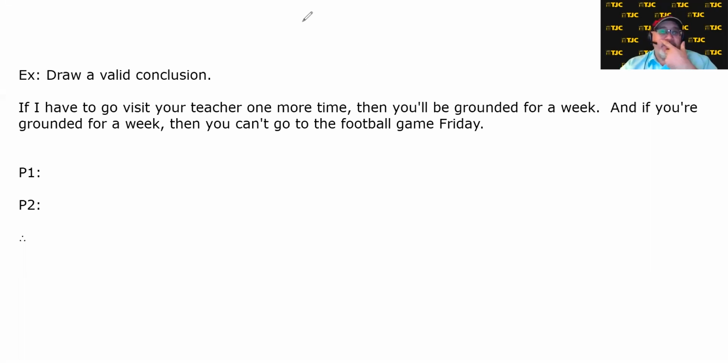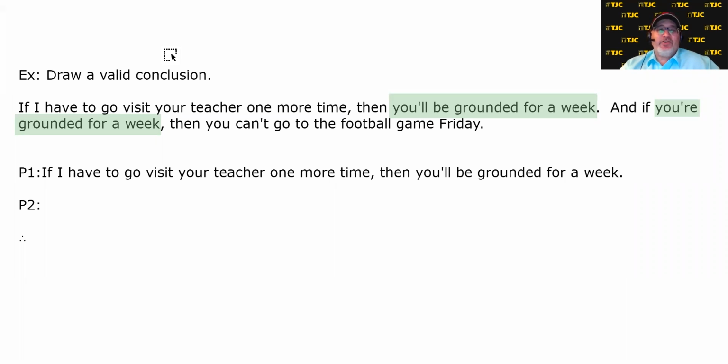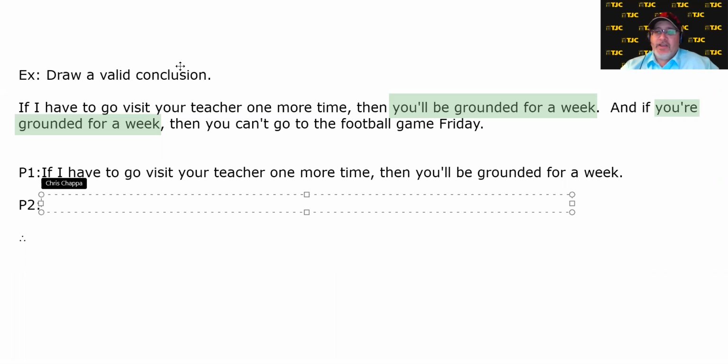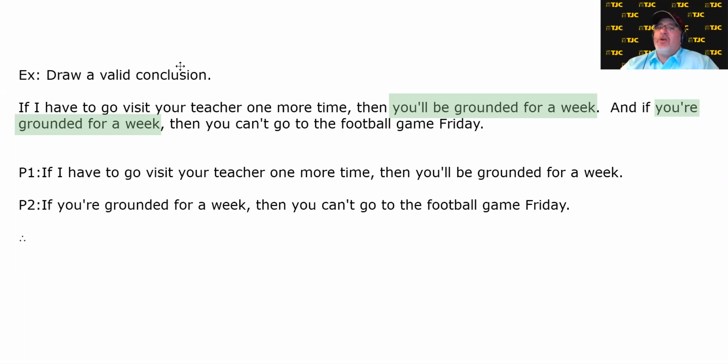If I have to go visit your teacher one more time, then you'll be grounded for a week. And if you're grounded for a week, then you can't go to the football game on Friday. Two conditionals. And more importantly, the end of the first conditional, the first consequent, matches the antecedent of the next conditional. If we were to write it in the correct form, our first premise is, if I have to go visit your teacher one more time, then you'll be grounded for a week. And your second premise is, if you're grounded for a week, then you can't go to the football game on Friday.